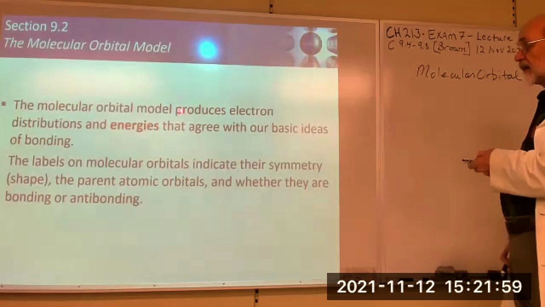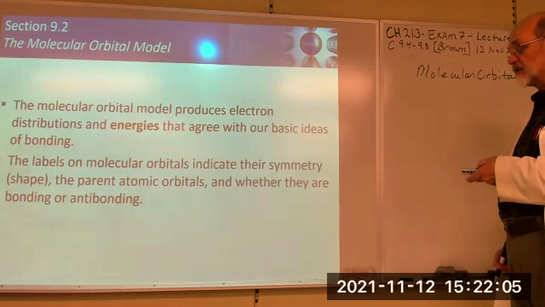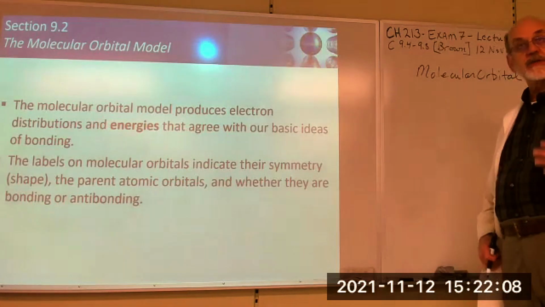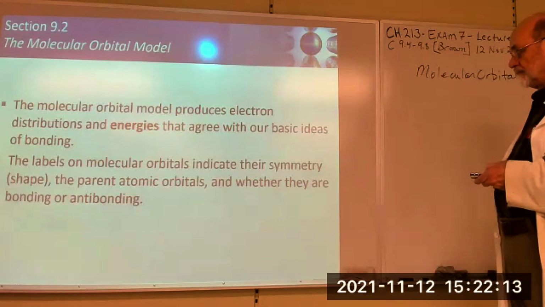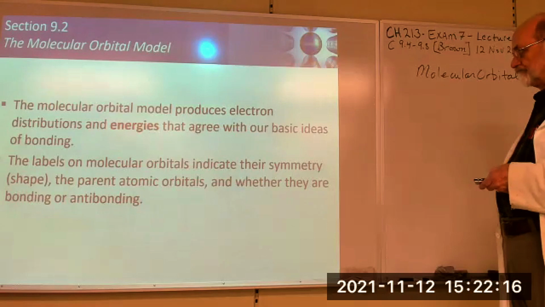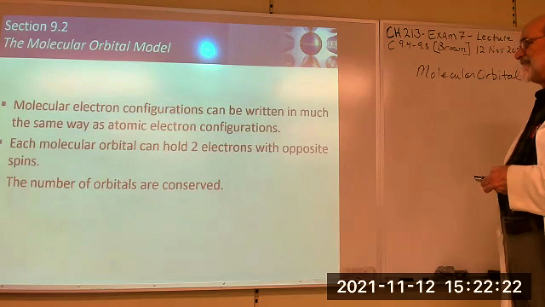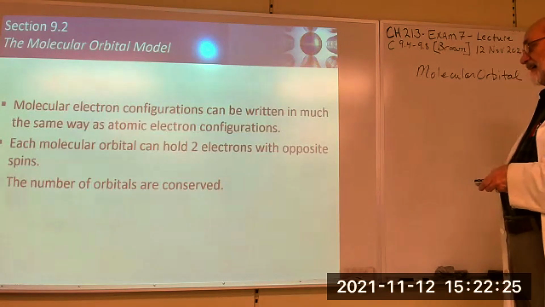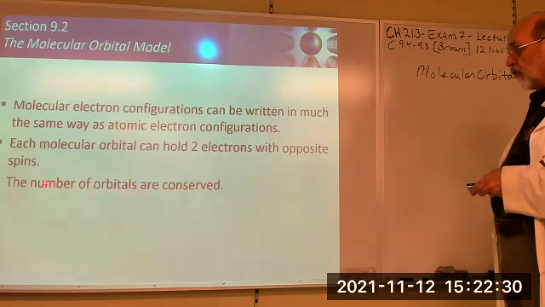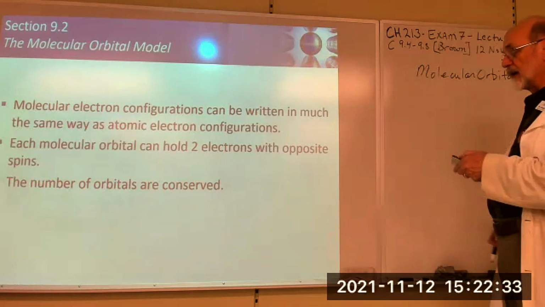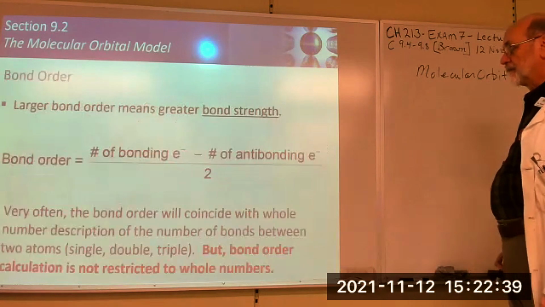The molecular orbital model still produces electron distributions and energies that agree with our basic ideas of bonding. We just formed a sigma bond between two hydrogen atoms. This just reiterates what I've said before. We conserved the number of orbitals. We started off with 2, we ended up with 2 molecular orbitals, and the 2 electrons went into the lowest energy orbital.